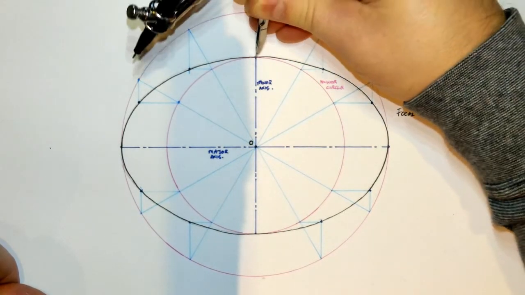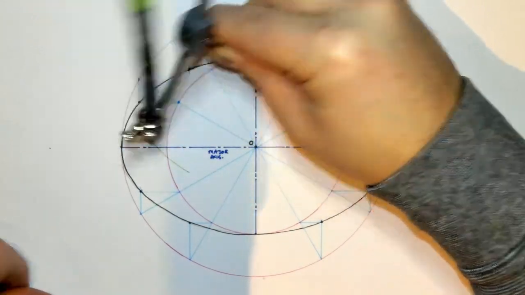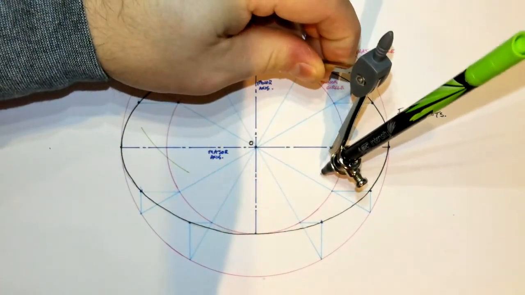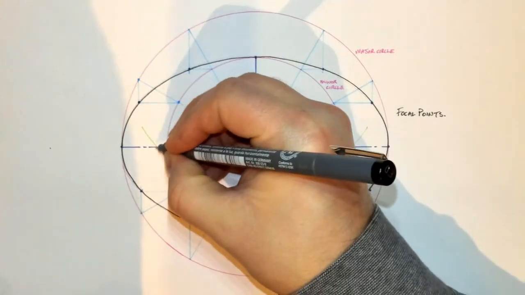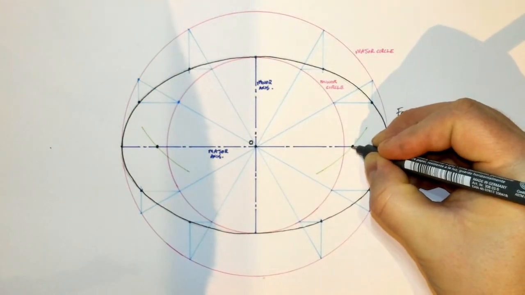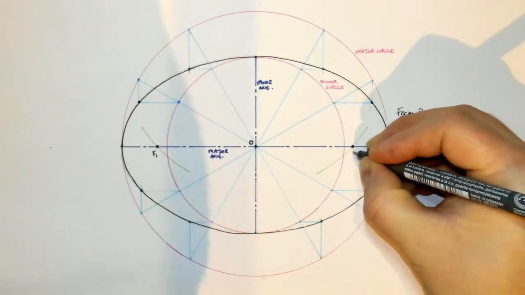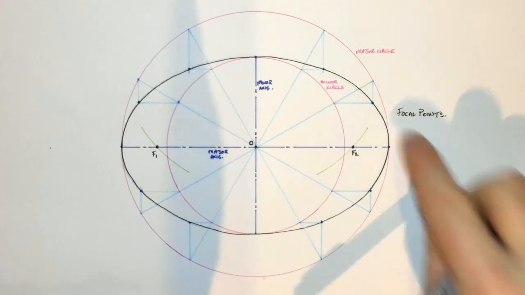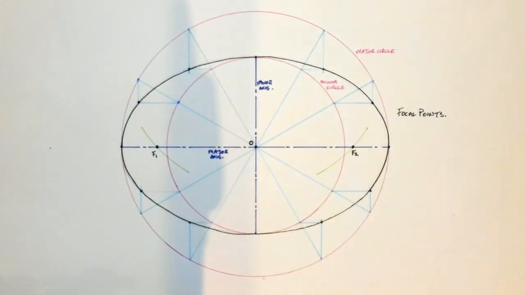So I'm going to place the point of my compass there, and I am now going to swing an arc to intersect the major axis here, and likewise on the other side. That has given me 2 points, there and there, and they are my focal points, F1 and F2. F is short for focal, and 1 is the first point and 2 is the second point.